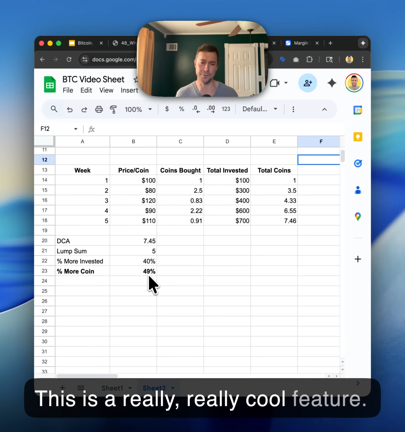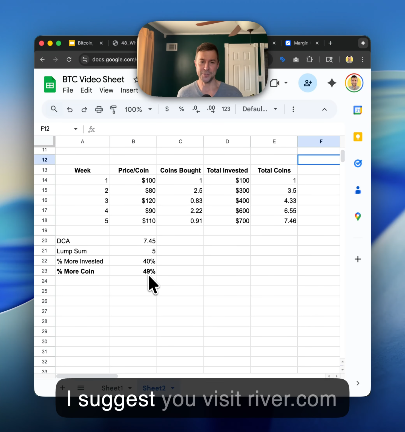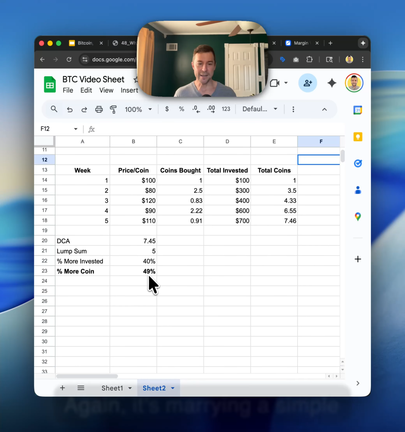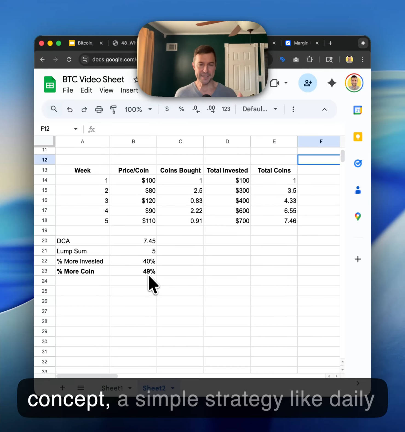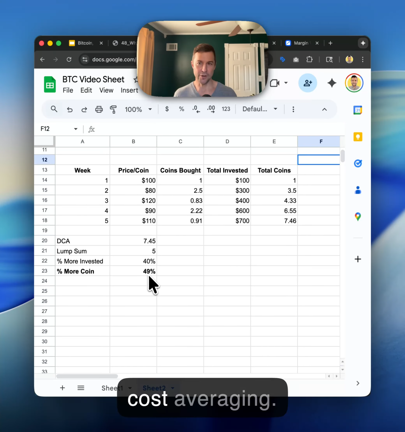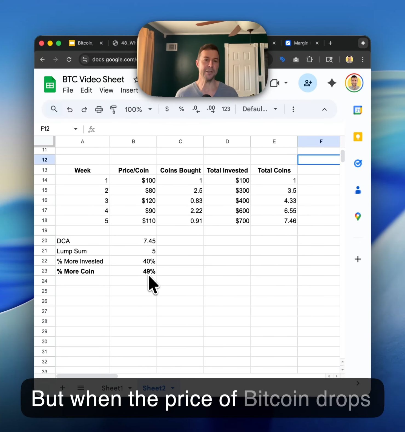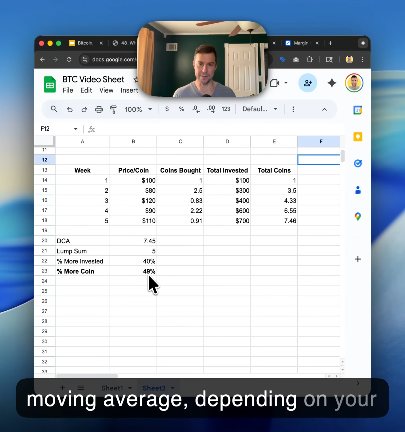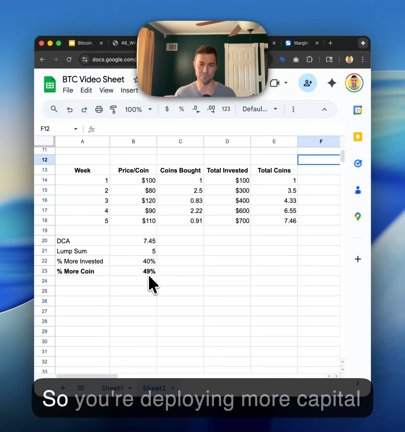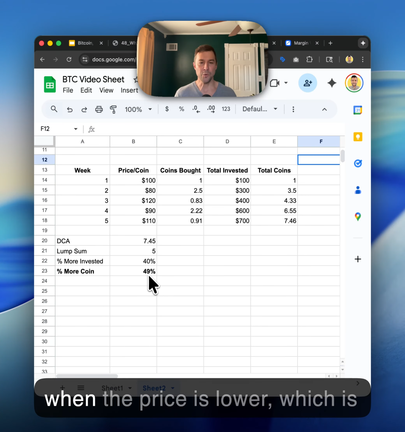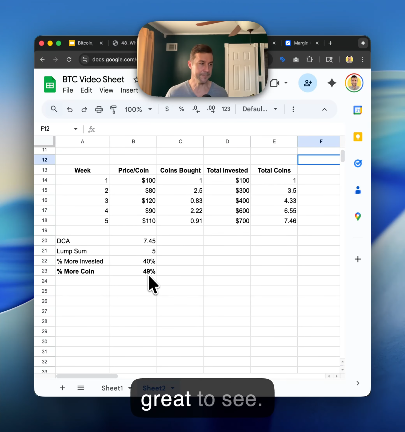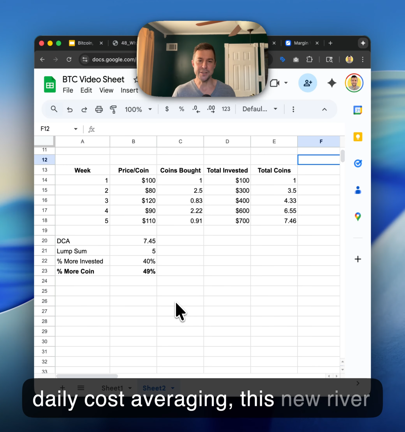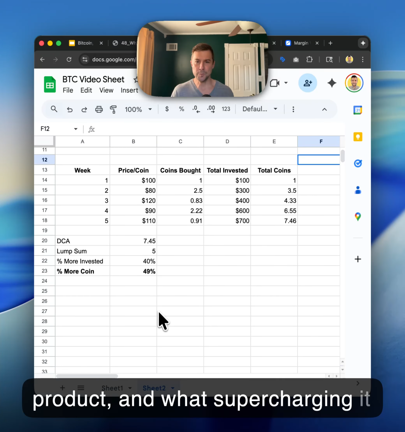This is a really, really cool feature. I've turned it on. I suggest you visit river.com and explore this. This is a great idea. Again, it's marrying a simple concept, a simple strategy like dollar cost averaging. But when the price of Bitcoin drops below like a 30-day or 30-hour moving average, depending on your time frequency, you're buying more. So you're deploying more capital when the price is lower, which is great to see.